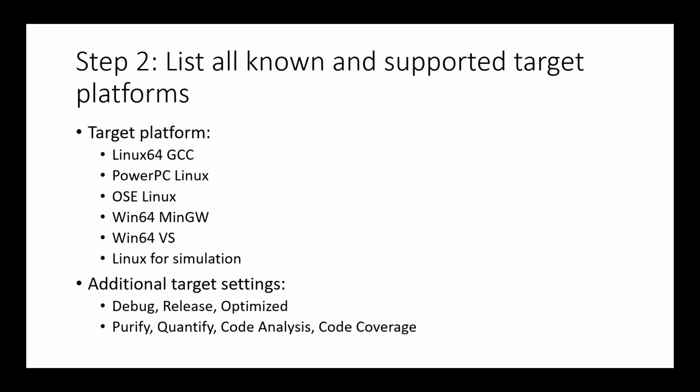Next step is to list all known and supported target platforms. So before doing any conversion, you should analyze what your legacy TCs are and what is used, which target platforms are used, and which additional settings to the target platforms are used. And after you have migrated to TC JavaScript format, this is a textual format, and for some of the analysis you can use simple tools that work with the text.